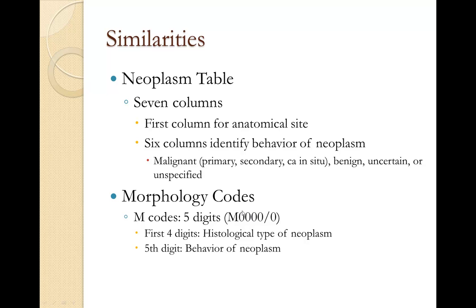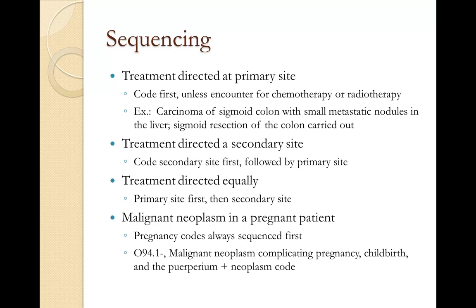So your first 4 digits are your histology, and then that slash indicates the behavior. That would indicate things like primary malignancy, secondary malignancy, in situ. So just be aware morphology codes will still be around. For purposes of this class, don't worry about coding those.